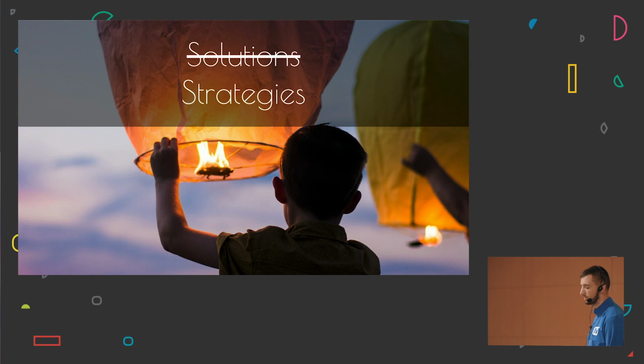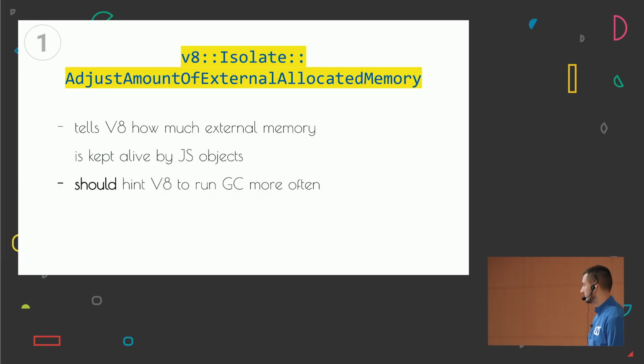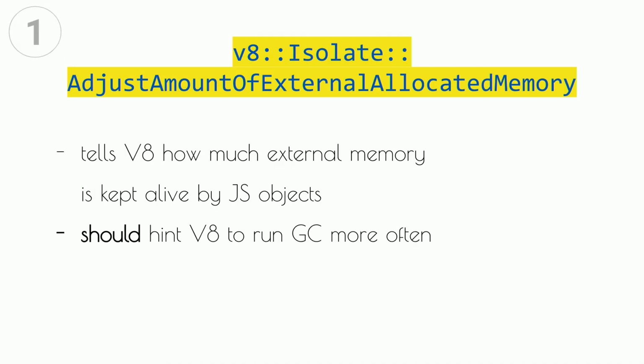Well, there are several strategies. One of them, implemented in the NativeScript runtime, is to call a special V8 API, which tells it that there is some external memory, and it hints V8's garbage collector to be triggered more often.